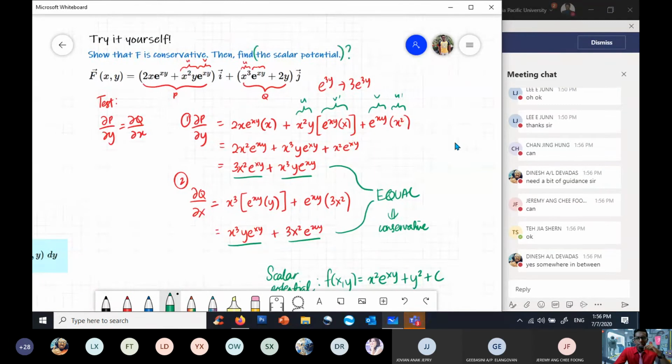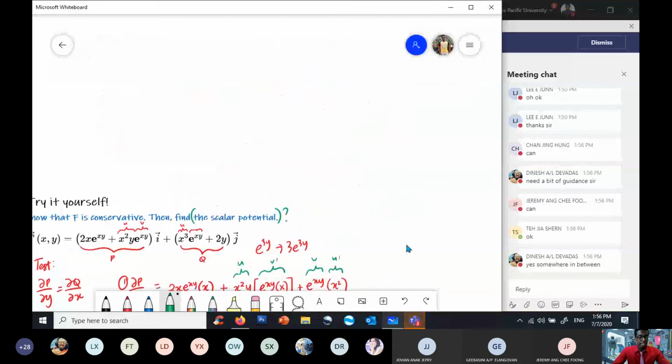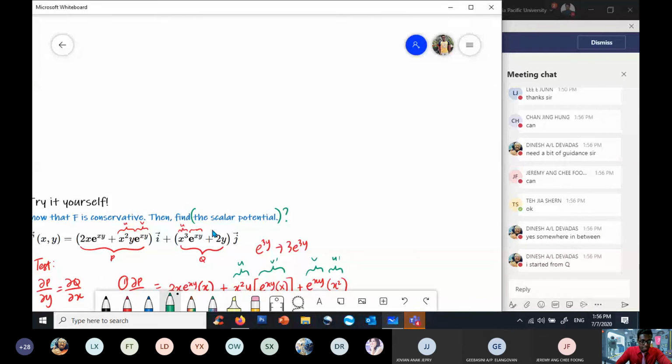Okay, somewhere in between. I'm not sure whether you started from P or Q, but before I end the class, maybe I'll show you how I did it. I started from Q, not because the other way around won't work, but I prefer Q. Okay, you started from Q, nice. So that will be the same as mine.